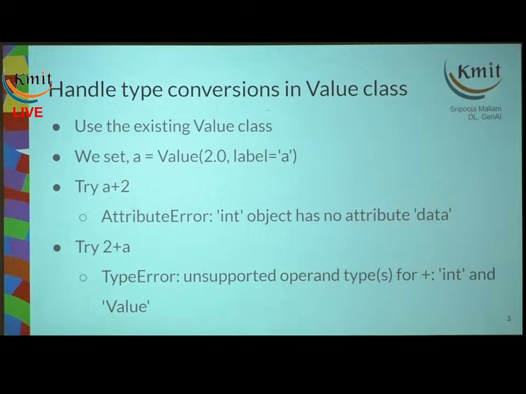That is happening in both the cases. I'm asking specifically for a plus 2. For a plus 2, why do we get an attribute error? And for 2 plus a, why do we get a type error?